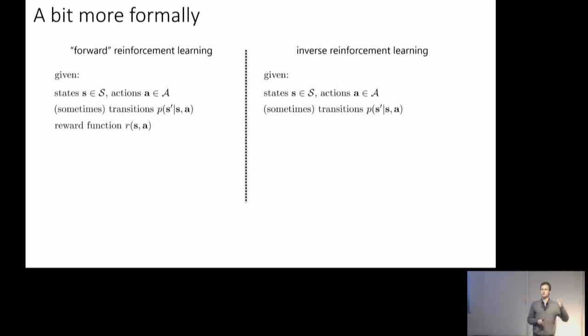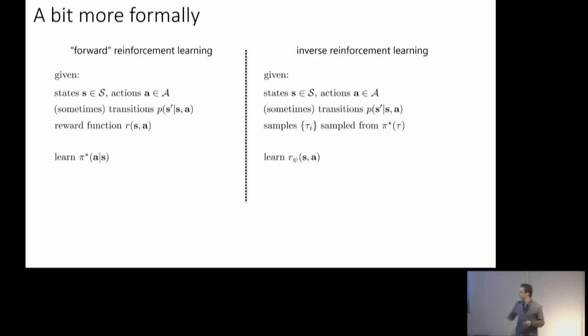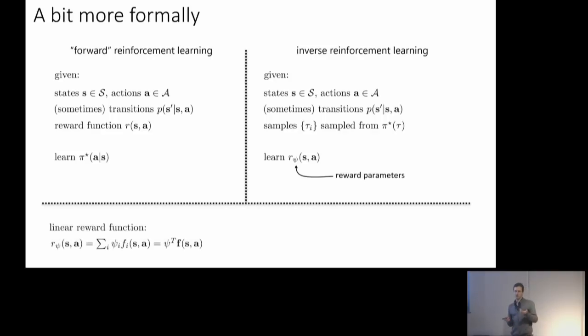In regular forward RL, you're given a reward function, R of S comma A, and then you have to learn pi star. In inverse RL, you're given samples that are sampled from pi star. And again, remember that I'm abusing notation, so pi star here might not actually be the perfectly optimal policy, but we assume that it has something to do with the optimal policy, that it's in some sense close to optimal. And then you have to learn the reward, which I'm going to denote as R subscript psi. The subscript psi denotes that the reward has some parameters, and I'm going to call those parameters psi. So the reward has to be represented in some way.